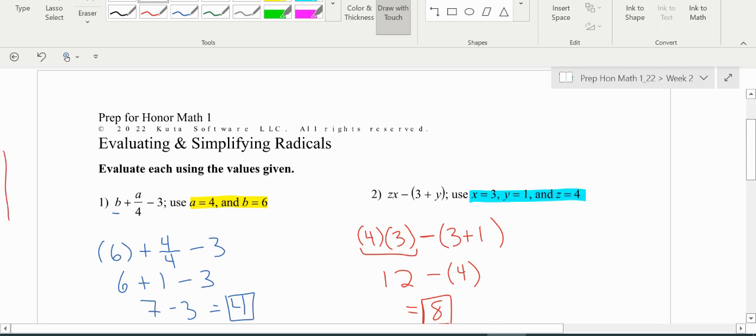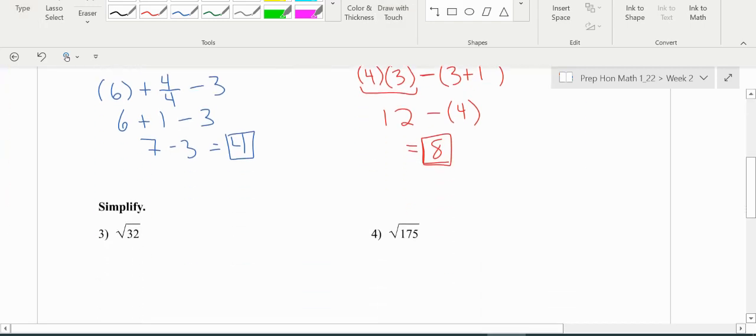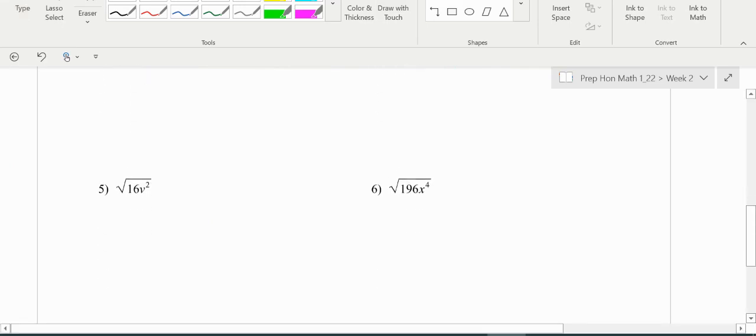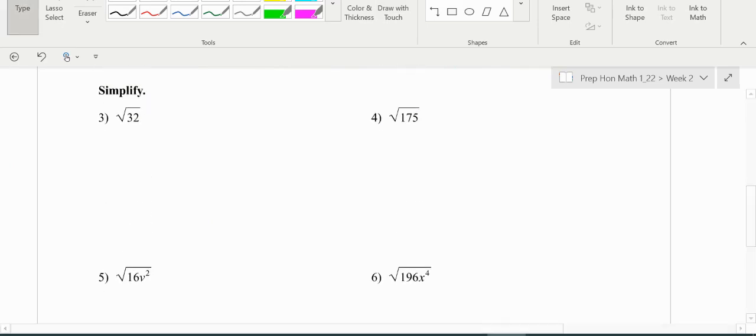For the next type of problems we're going to see is talking about simplifying radicals. So when we talk about simplifying radicals, a lot of different ways you can approach this. You can use a factor tree if you like. I'm going to use perfect squares because that ends up being a little bit faster, and at the honors level, you want to get a really good number sense for your perfect squares so you can simplify quickly.